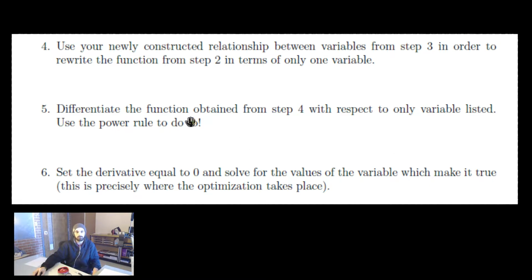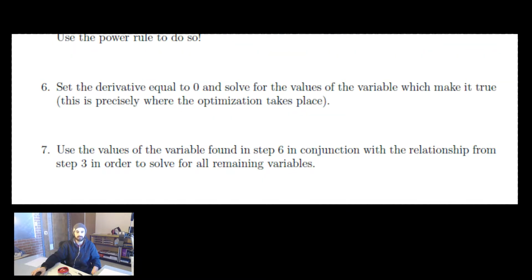So when I say the power rule, that's if f of x is x to the n, then f prime of x is n times x raised to the n minus 1. So that's the power rule. So once we differentiate, simply take that derivative and set it equal to 0, and then solve for the values of the variable, typically x, which make that true. So this is precisely where the optimization takes place. When you find the values of x that make the derivative equal to 0, you're solving for the critical points, and those critical points will allow us to solve the optimization problem.